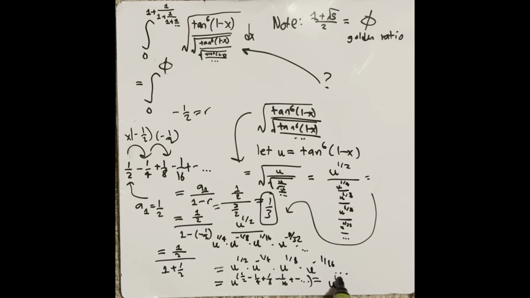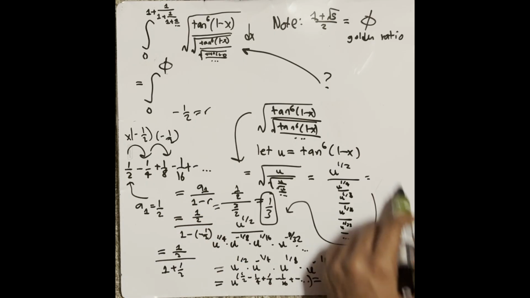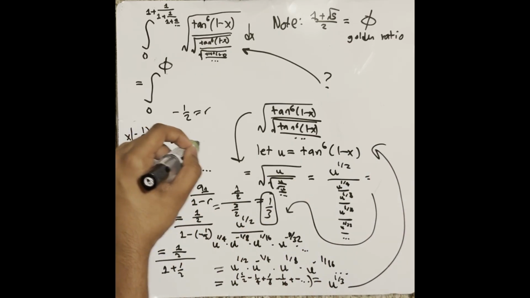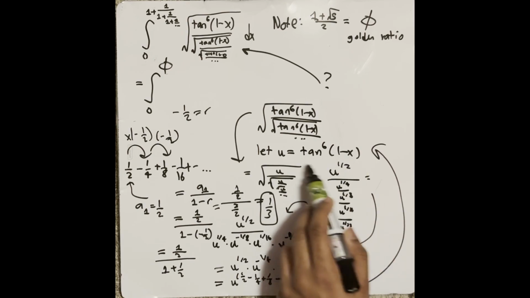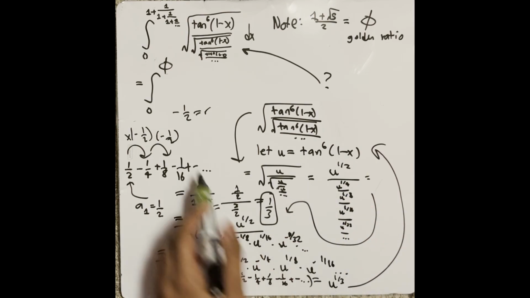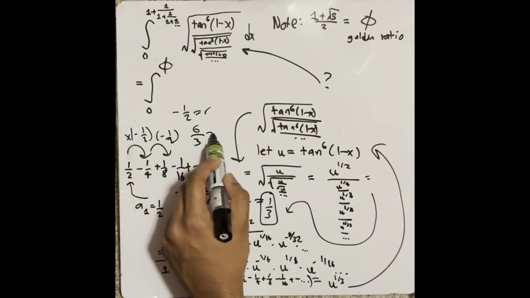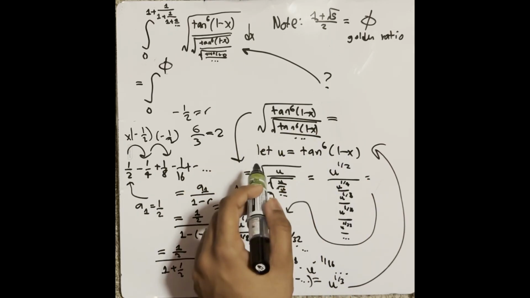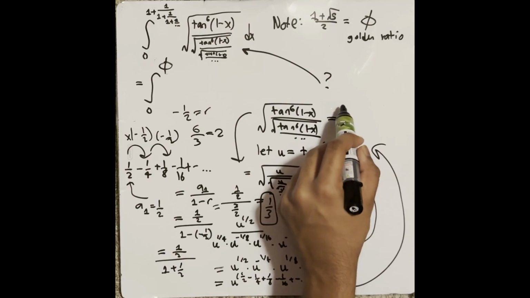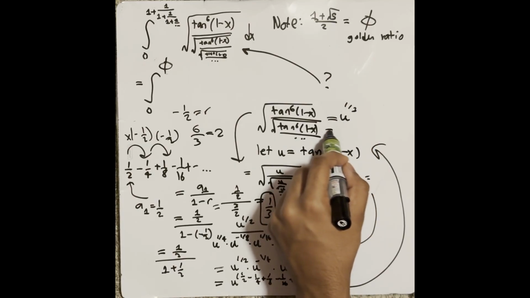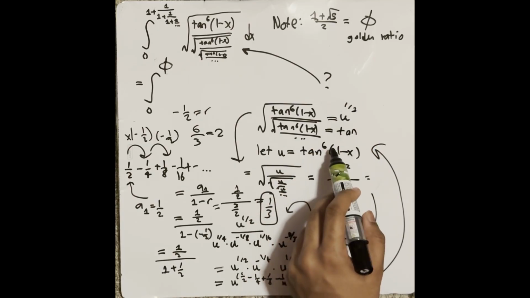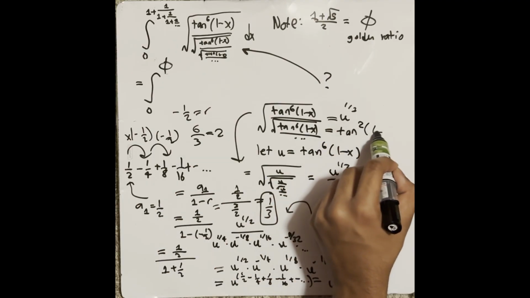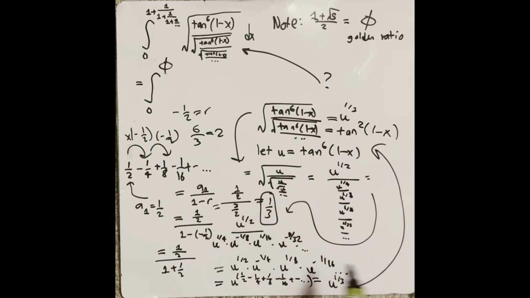But recall what u was. u was actually tangent to the 6th of 1 minus x. So that whole infinite square root thing with the tangent to the 6th of 1 minus x is actually going to be u to the 1/3, or tangent to the 6th of 1 minus x to the 1/3. So we multiply those exponents together, 6 times 1/3, to get 2. So we get tangent squared of 1 minus x. That's because we're taking the cube root of tangent to the 6th of 1 minus x. And this is our final integrand.